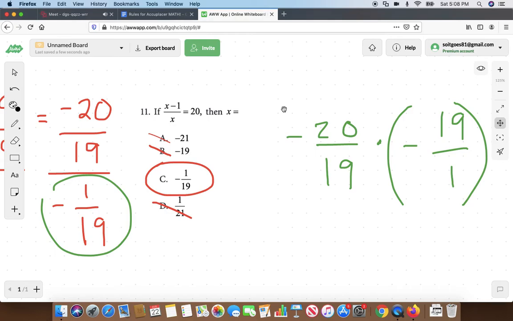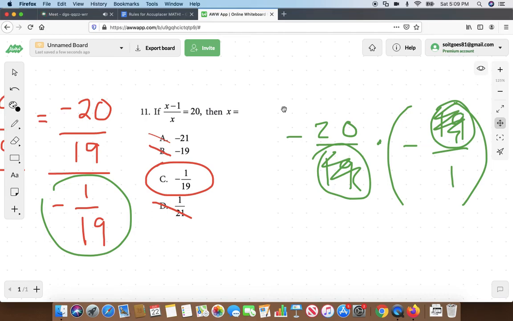Hey, look, I've got a 19 in the numerator and a 19 in the denominator. You know what I can do with those, right? Cancel them out. Absolutely. As long as it's all multiplication, which it is here, I can cancel them out. They essentially become ones. So we got 20 times 1 over 1 times 1. Or I should say negative 20 times negative 1. And what's that equal?